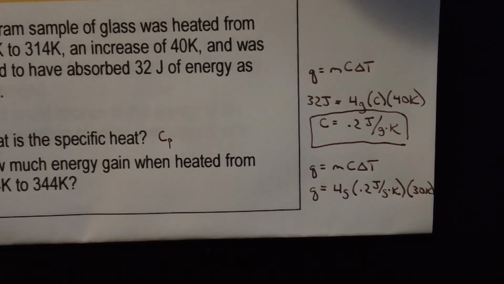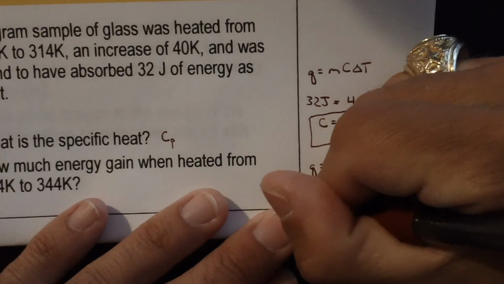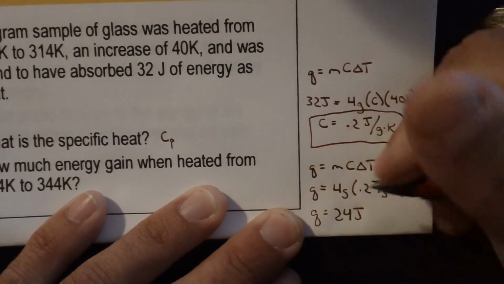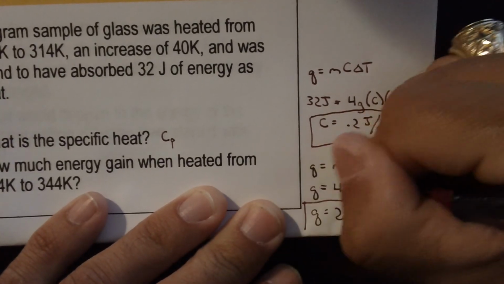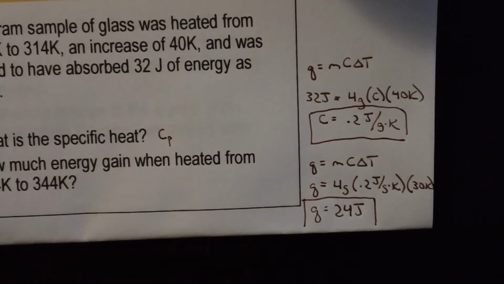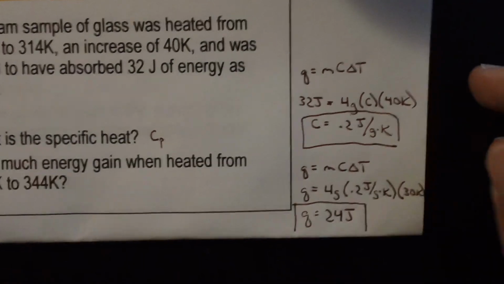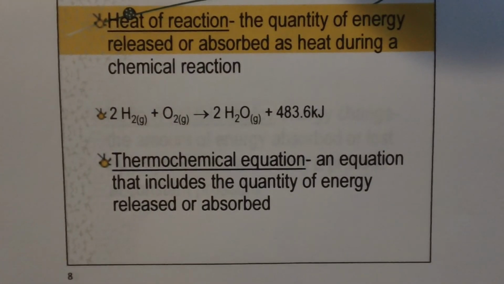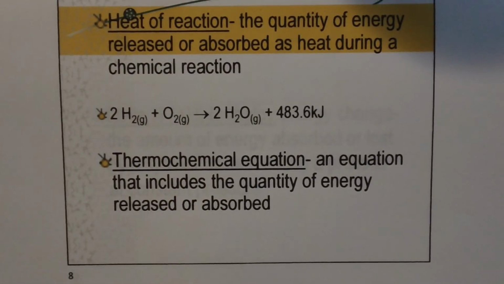And we can plug all those guys in. 4 times the 0.2 times the 30 should give us that Q is 24. Our unit here is joules because that's the unit on the specific heat. The heat gain was 24 joules. So that's how you do those Q equals MCAT problems. Like I said, you'll see a couple of them on your homework problems. See if I can get through a couple more slides here.